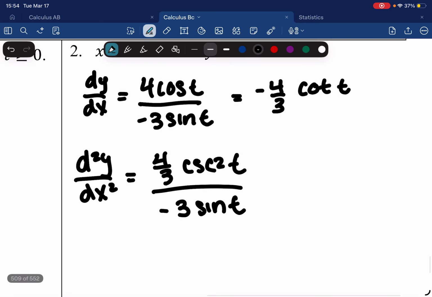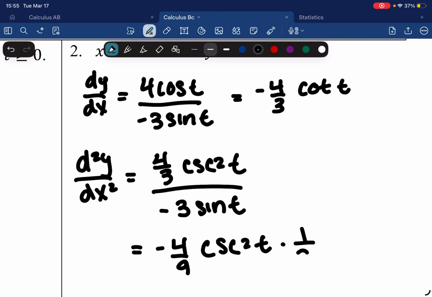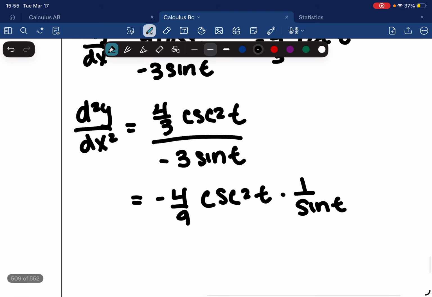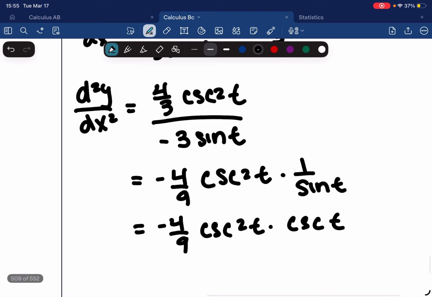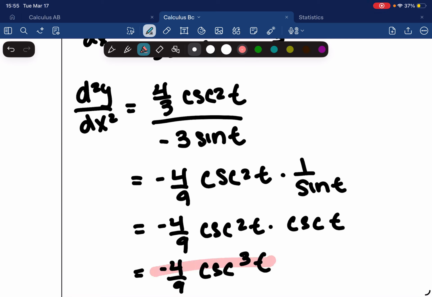Well, I can combine that negative 3 on the bottom with the denominator of the 4/3, and I get negative 4/9. And then I can rewrite this as cosecant squared t times 1 over sine t. Well, 1 over sine t is cosecant t, so this is negative 4/9 cosecant squared t times cosecant t, which is just negative 4/9 cosecant cubed t. And that is my answer.